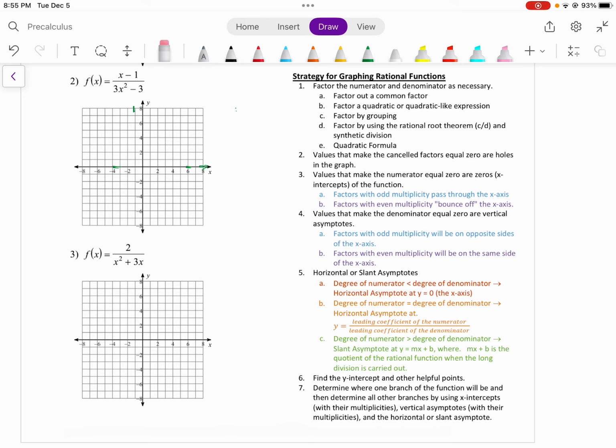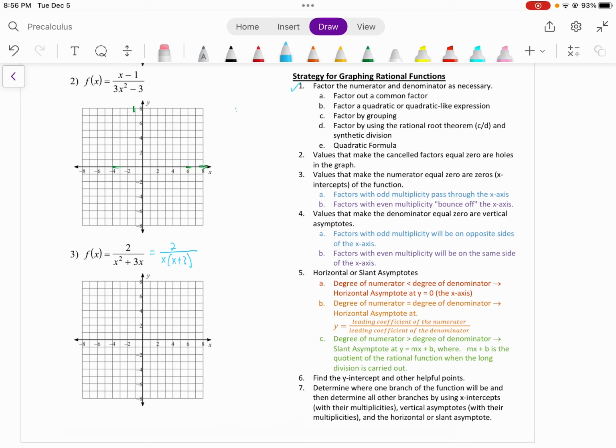So for number 3, we want to factor. So we see here that the 2 does not factor. In the denominator, we can factor out an x, and when we factor an x, we get x plus 3. There's no canceling that can be done, so we factor the numerator and denominator as necessary.